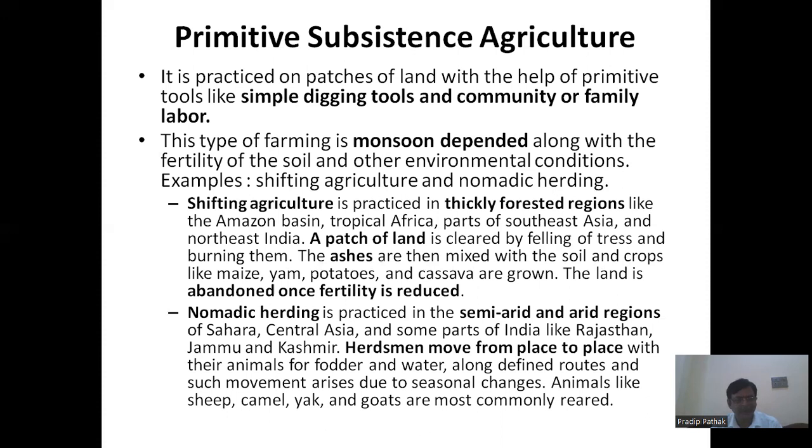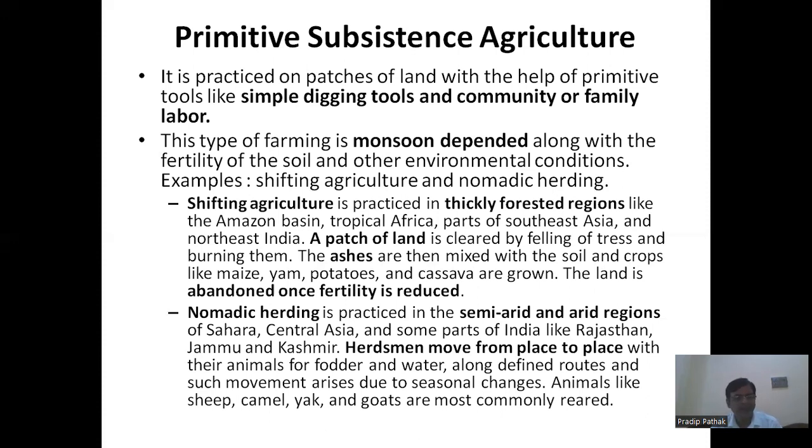So what happens actually is a patch of land is cleared by felling the trees and burning them, and therefore you now have a patch of land. The ashes of all these trees are then mixed with the soil, and crops like maize, yam, potatoes, and cassava are grown. Since this has been created through conventional wisdom, the land has to be abandoned once the fertility is reduced.